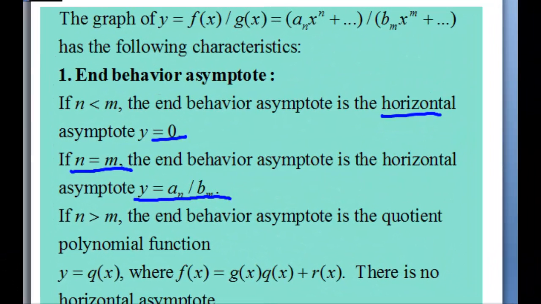The third case is if the degree of the numerator is greater than the degree of the denominator. What we do in that case is we divide the numerator by the denominator and we throw away the remainder. There will be no horizontal asymptote. There will be what is called a slant asymptote, and that will be the equation of the quotient. Let me show you what I mean by that.